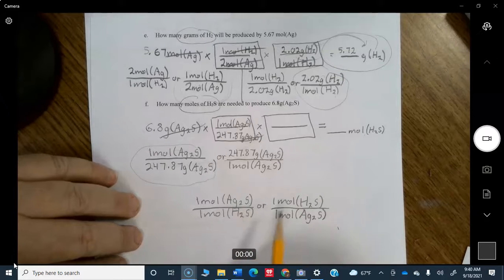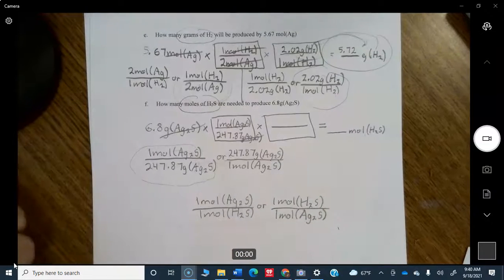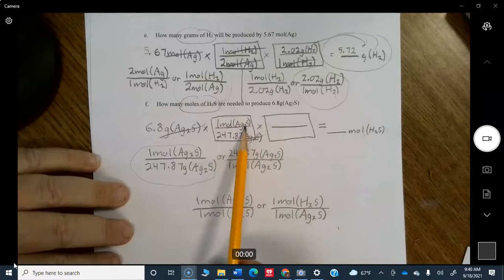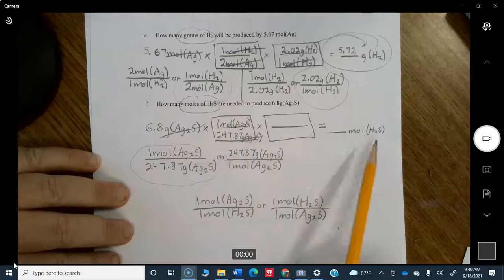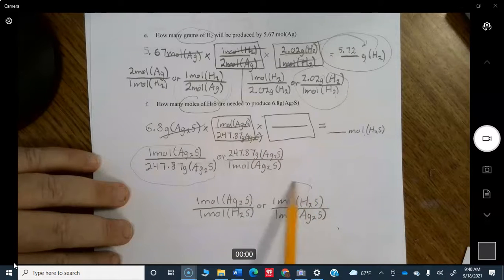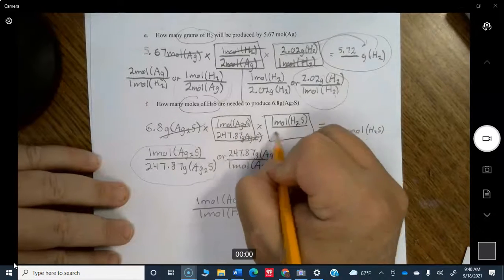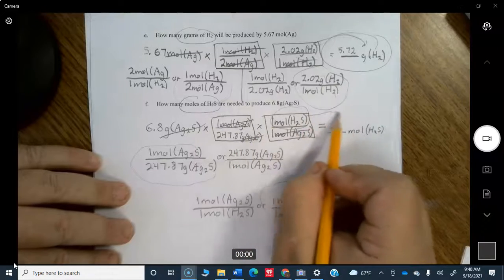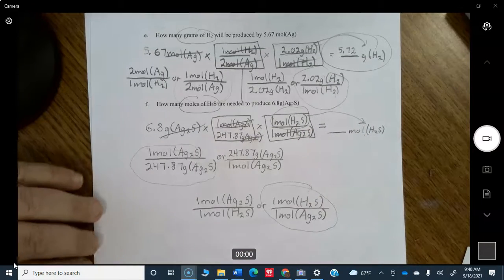Okay, there's your 2 choices. Which one goes here? Again, you have 2 reasons to choose the correct one. So we're going to go with, we need moles of Ag2S to cancel out, and we need moles of H2S to be on the top for the final answer, so it's going to be this one. Cancel that, cancel that. The last man standing is moles of H2S.